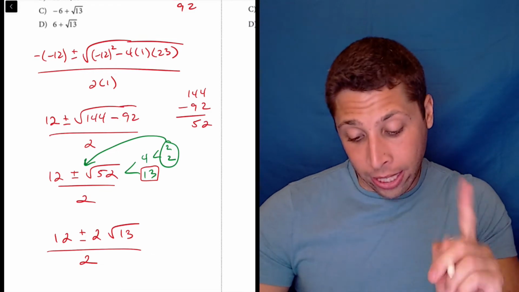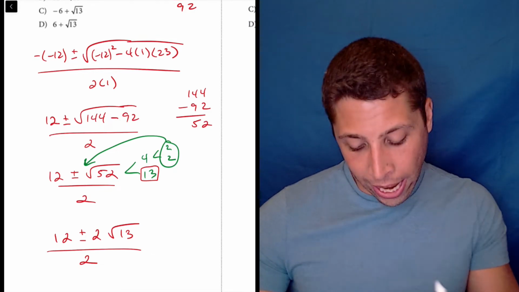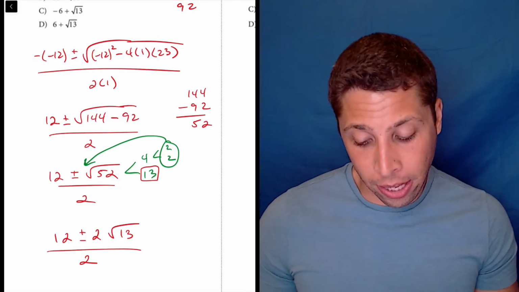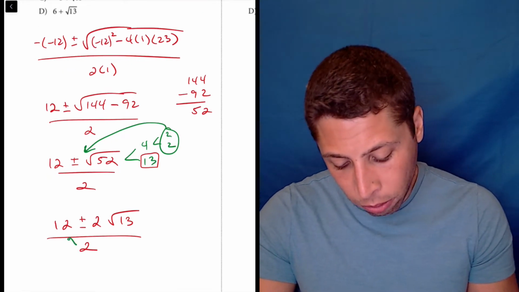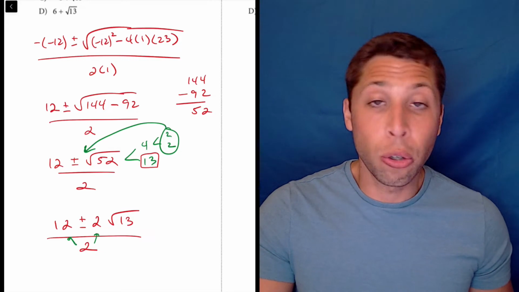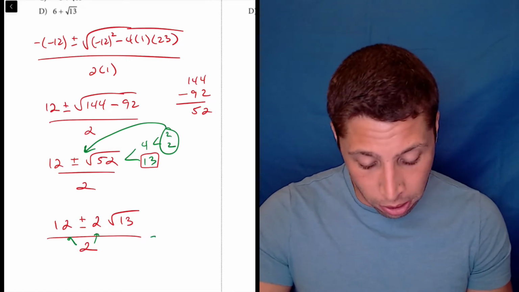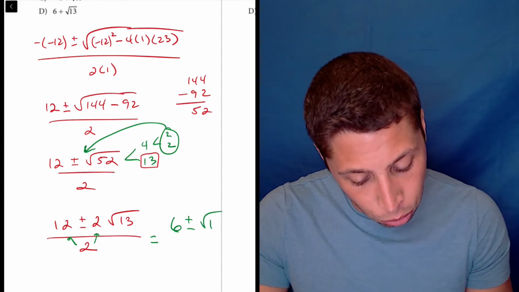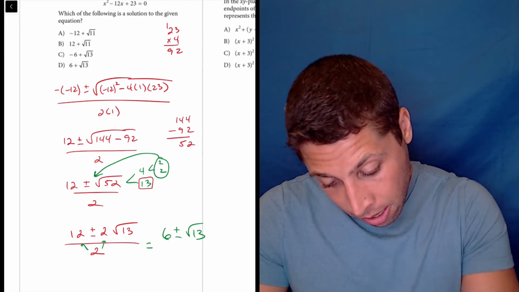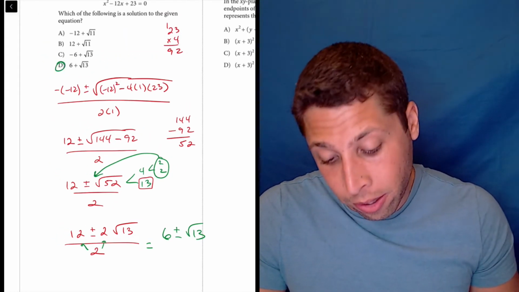And finally, notice that the 12 and that 2 were hanging out there for a long time, and it's very tempting to reduce them, but we can't do it until the very end. So 12 can be divided by 2, but the 2 also needs to. This is like distribution. So that's going to be 6 plus or minus root 13. And there you go. We just need one of those as a solution.